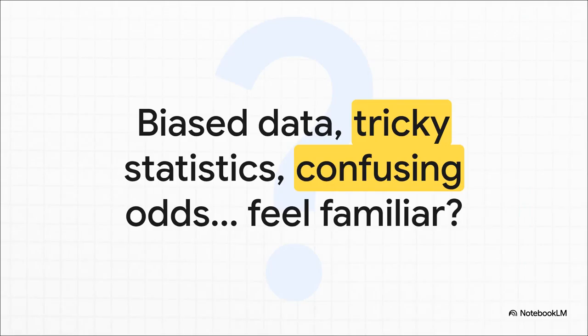Biased data, tricky stats, confusing odds. Does any of that sound familiar? Look, if you've ever felt a little bit lost trying to make sense of a statistic you saw, or trying to figure out the real odds of something happening, you're not alone. Not at all. It can feel like you're trying to read a totally different language, right? But what if I told you the core ideas are actually things we can all get our heads around?